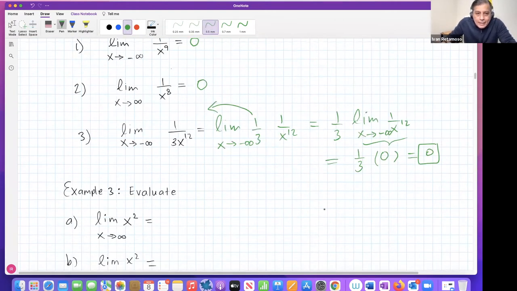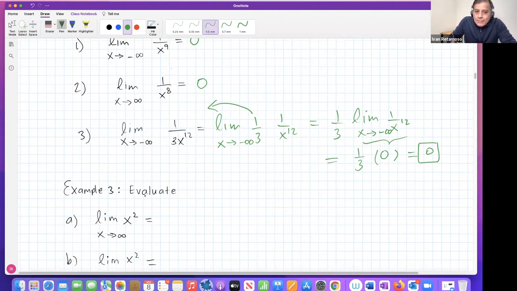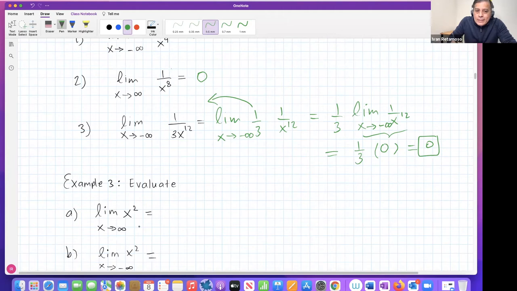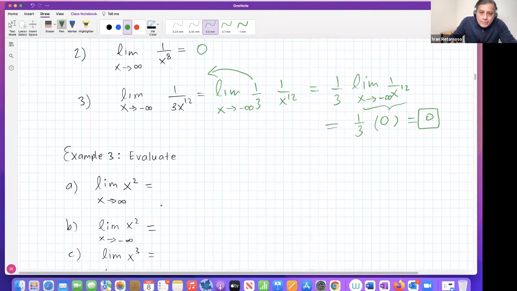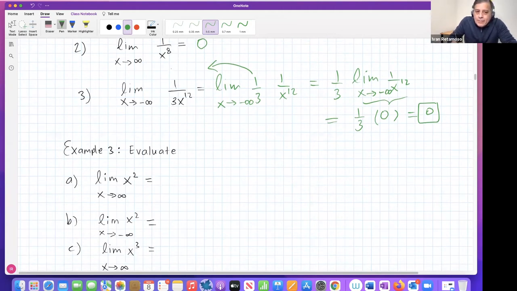Next. Now, this is for the form 1 over a power of x, right? But what happens if it's not 1 over a power of x? It's the power of x itself. Well, then we have to be careful. For example, if I ask you for the limit of x squared as x approaches infinity, then we have to think of the graph of a parabola. If you are approaching infinity input-wise, output-wise, you are going up to positive infinity. So this should be positive infinity, right?